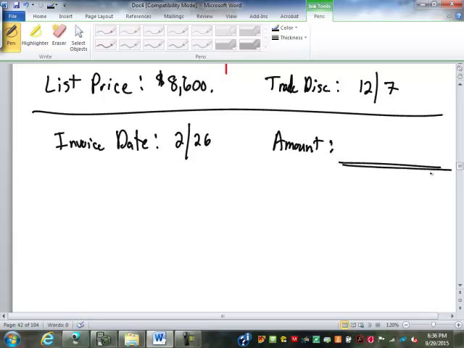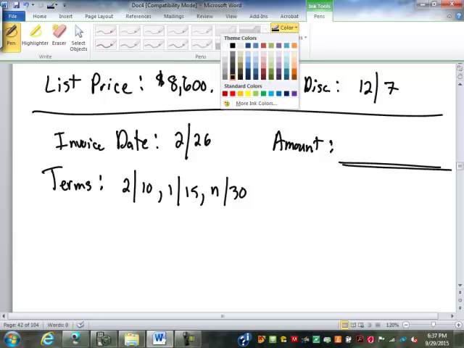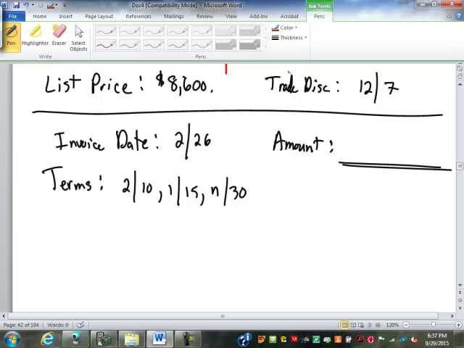One of the things you're going to fill in is the invoice amount, the terms, 2/10, 1/15, net 30 is what that reads. This is just adding an extra level to the discount period. If paid within the first 10 days, you get a 2% discount. If you miss that, but you're still within the first 15 days, you get a 1% discount, but the net amount is due at 30 days. It is paid on March 9th. Find the amount paid.